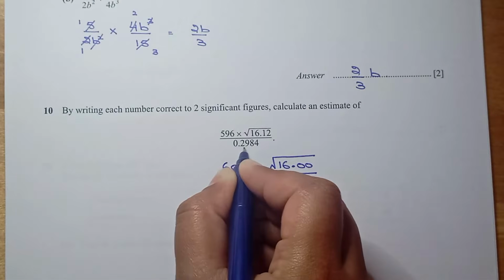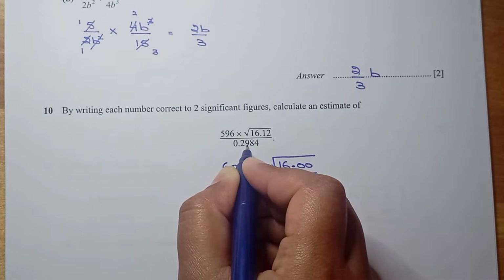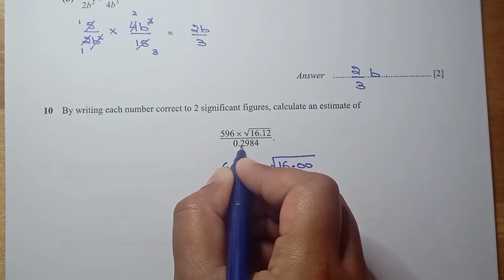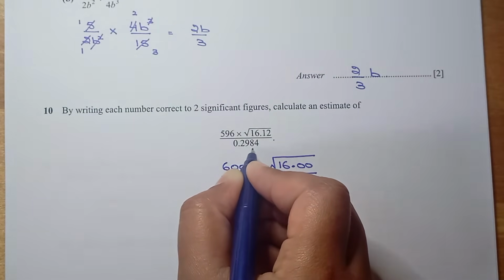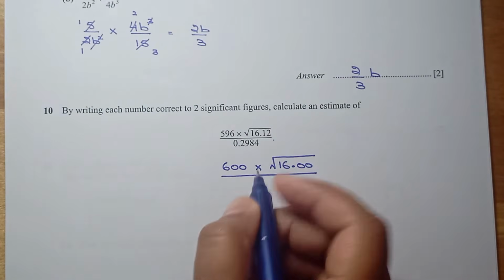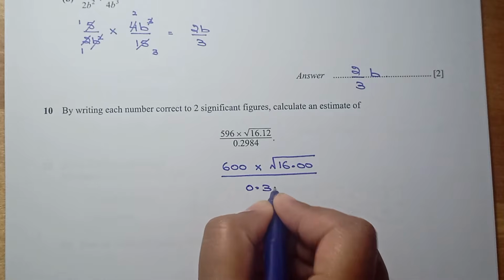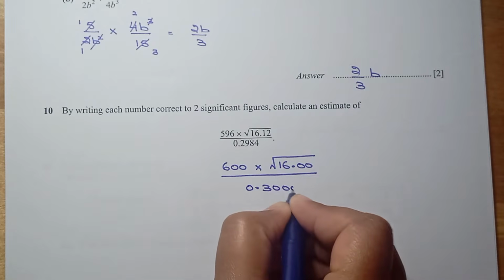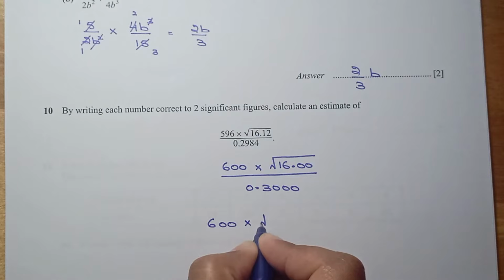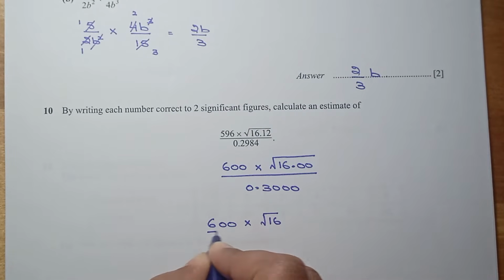Over, we have 0.2 and 9, right? So this 9, and the next digit is 8. Two significant figures are 2 and 9. So the second is 9 and the next digit is 8, so we need to add 1 to 9. So 29 changes to 30. So 0.30, and 8 and 4 change to double zeros. Okay, so we have 600 times square root of 16 over 0.30.